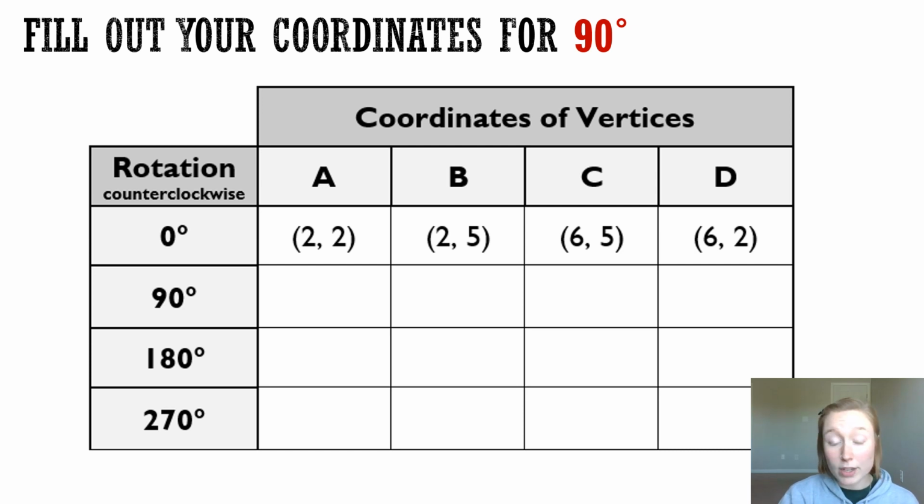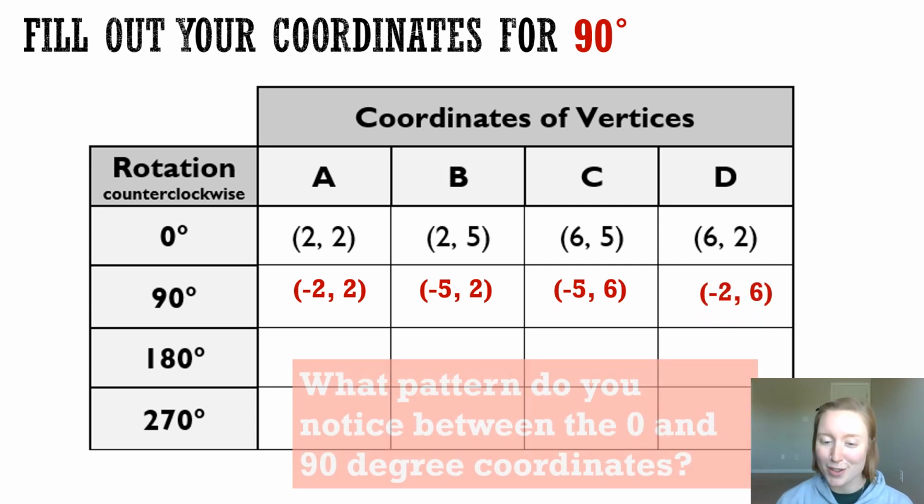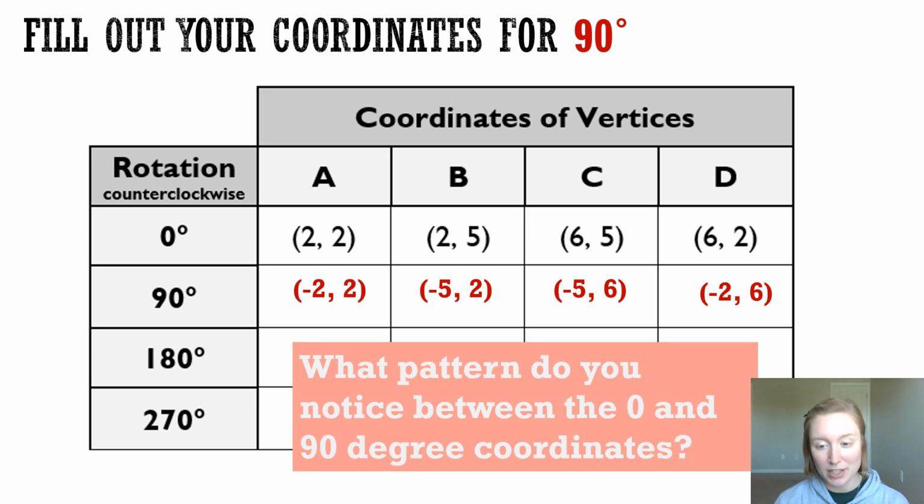So take a look at the coordinates that I have and compare them to what you have. For the 90-degree rotation for A, I had (-2, 2), which I already mentioned. B, I had (-5, 2). C, I had (-5, 6). And D, I had (-2, 6). So the question is, what pattern do you notice between the 0 and the 90-degree coordinates? The first one is a little bit hard to tell, right? We just sort of have this negative popping up.